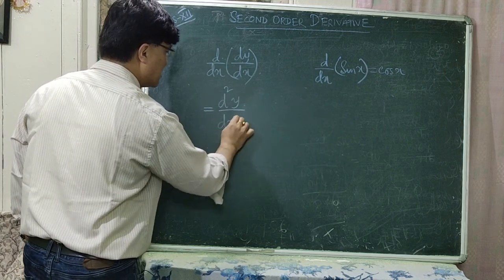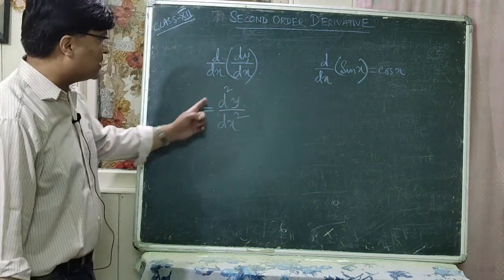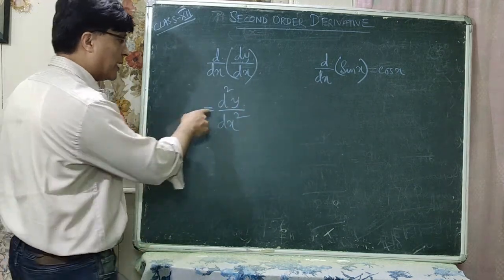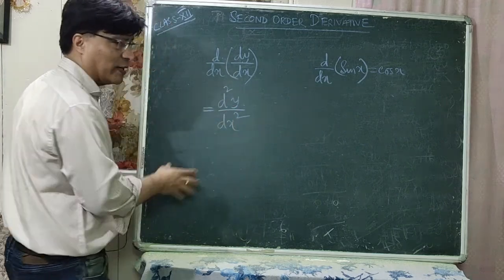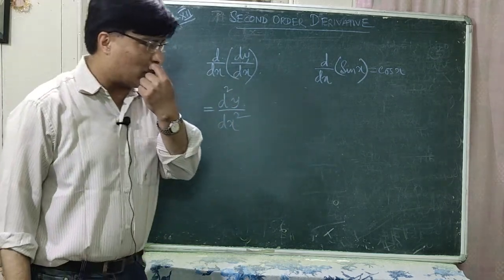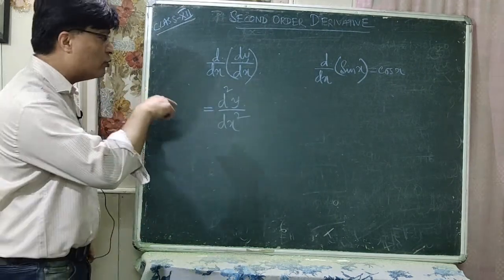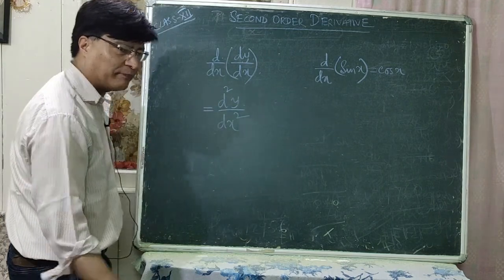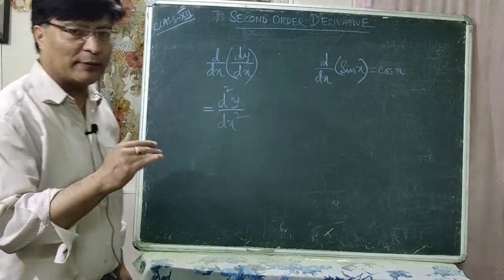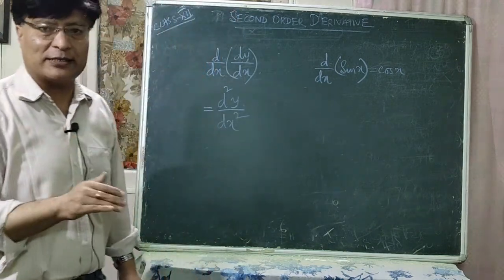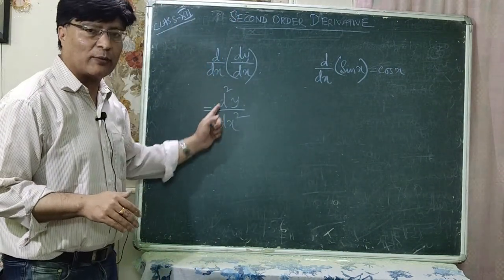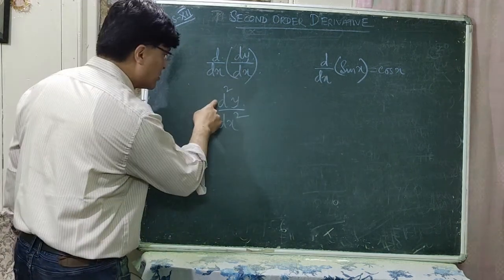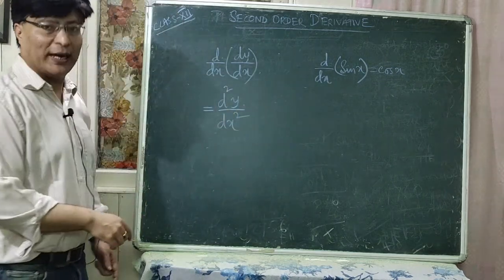d2y by dx square. Actually it is read as d square y by dx square, but for ease we read it as d2y by dx square. It is easier to read. Whether we read d2y by dx square or d square y by dx square, it is fine. Actually it is read as d square y by dx square, but for our convenience, we read it as d2y by dx square.